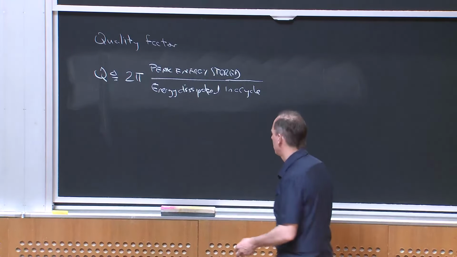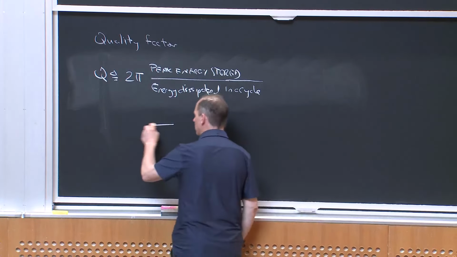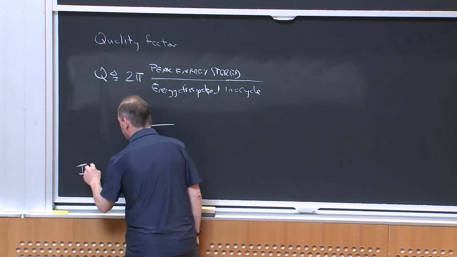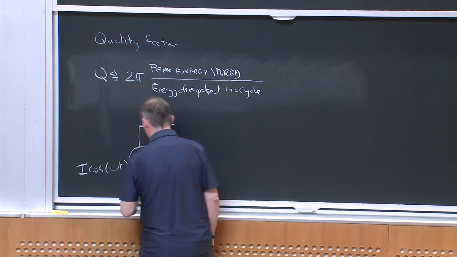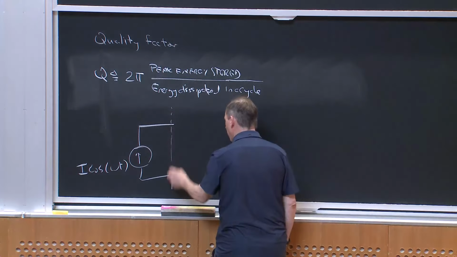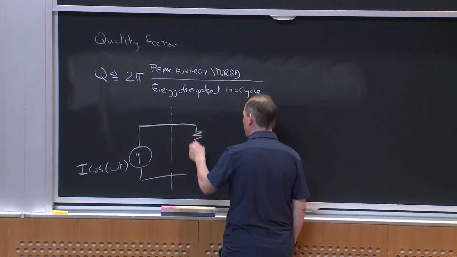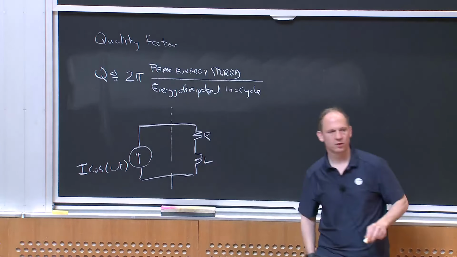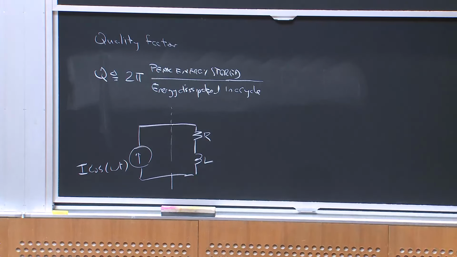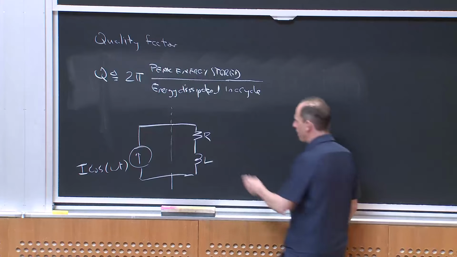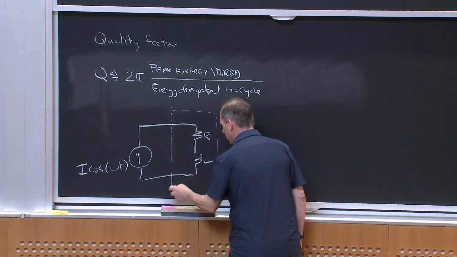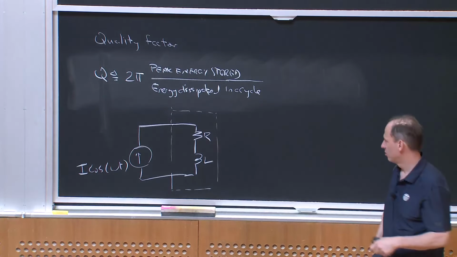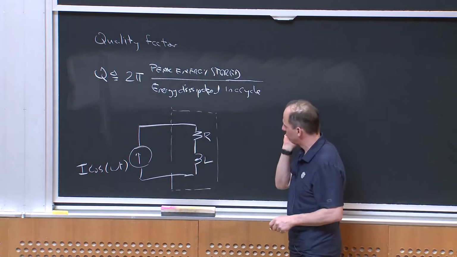But let's think about a simple example. Suppose I was to take a sinusoidal current, and I'll call this I cosine omega t, right? Now I'm going to put it into some network, and let my network just be R and L. Okay, so I'm going to drive an LR network with a sinusoidal current, and I could ask, what is the quality factor of this network under these drive conditions? Well, it's a series RL circuit.